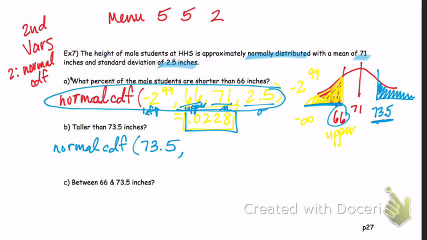And my upper bound, I'm going to shade forever to the right, so it's going to be what? Positive infinity. The way to represent positive infinity in your calculator is 2 to the 99th power, because that gives you a really, really big number, which is approaching infinity. So that's positive infinity. My mean is still 71, and my standard deviation is 2.5. So hit enter. You should get 0.1587.